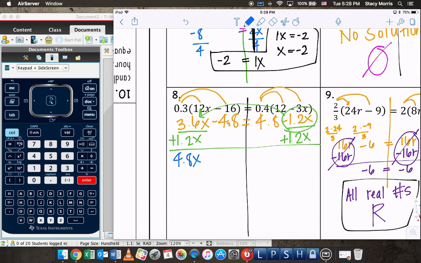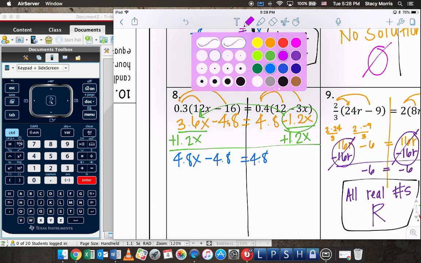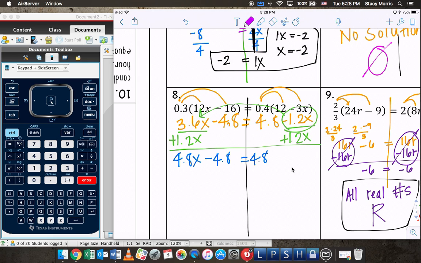4.8x, we have minus 4.8 equals 4.8. So I know that looks a little funny, but make sure you use your calculator just to make sure that those are correct. All right, next step, we want to get our constants to the other side. So our x's are all on this side, so I need to move this constant to get it to the other side. We do that again by opposite operation. So I'm going to add 4.8. When I add to one side, I have to add to the other side. So plus 4.8.